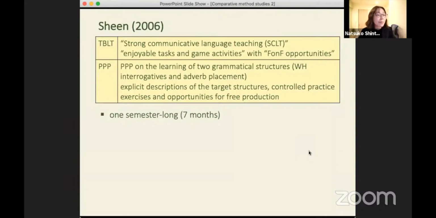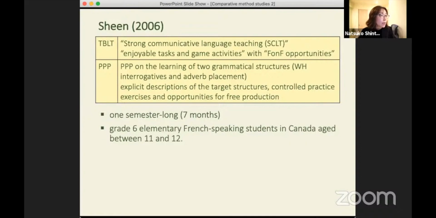Participants were elementary students learning French. The two groups were taught by different teachers. Actually, the researcher, Shin himself, taught the PPP group and another teacher taught the TBLT group. This is why the article reports PPP procedures in detail, but not much about TBLT.